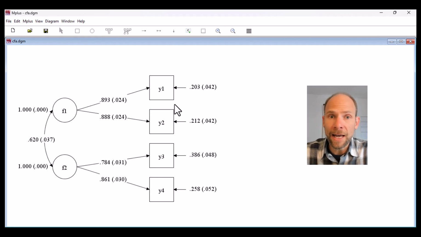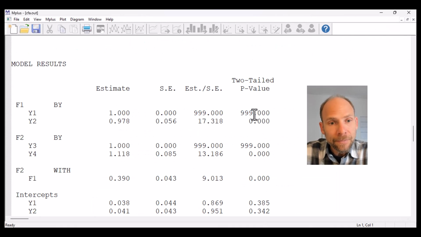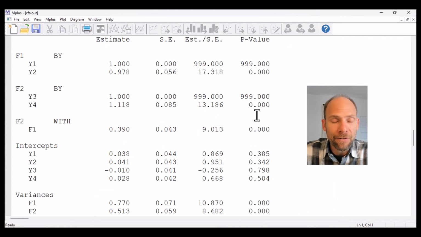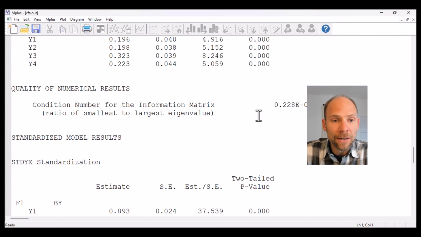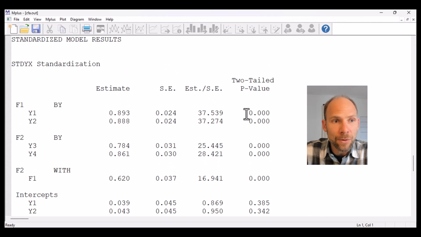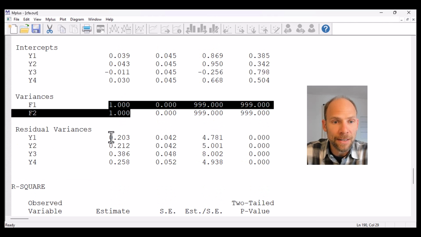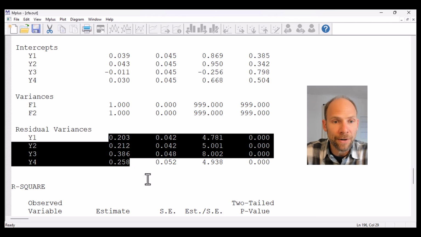Now let's take a look at the Mplus output for this model as well, so that you can see where we have the R squared values. When we go to our standardized solution, STDYX, you can see the loadings again that we just looked at in our path diagram. Here's the factor correlation of 0.62. We have intercepts, we have the standardized factor variances, and we have the standardized residual variances.